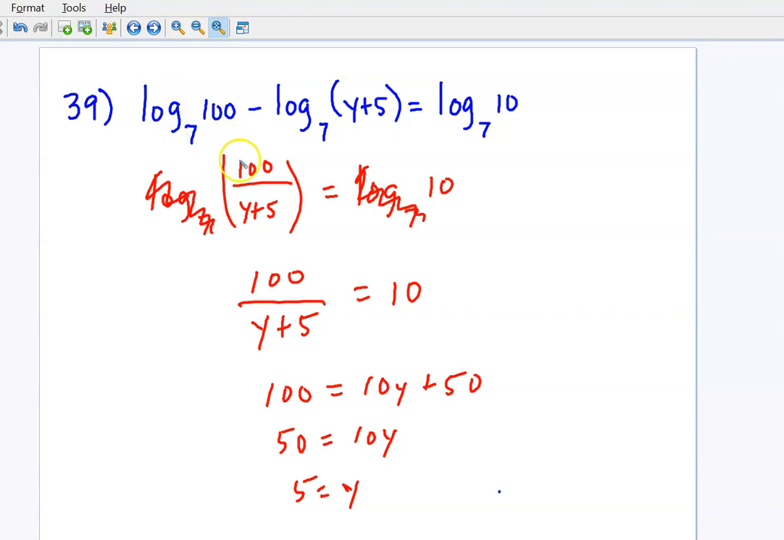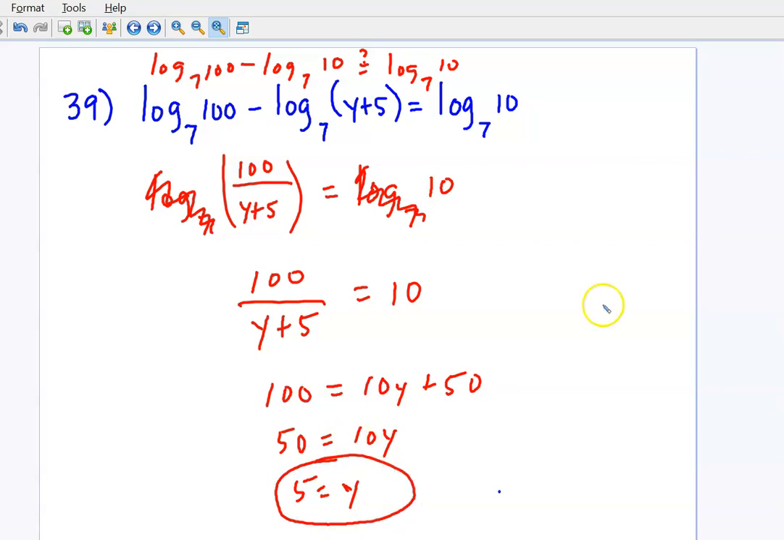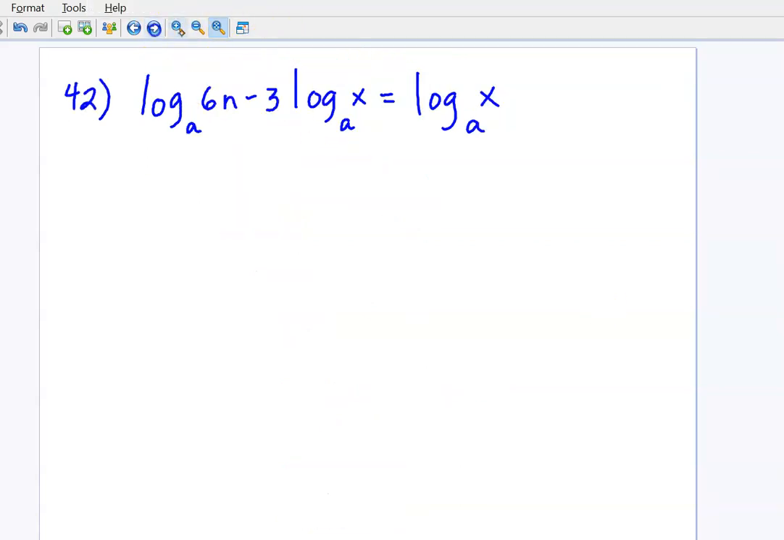So if I let y be 5, I get log base 7 of 100 minus log base 7 of 10. Does that equal log base 7 of 10? According to the quotient property, these two logs being subtracted can be written as a division problem, which would be log base 7 of 100 divided by 10, which is 10. So this actually does check out. And so my answer for number 39 is going to be y equals 5.